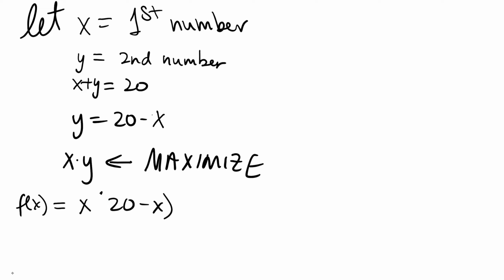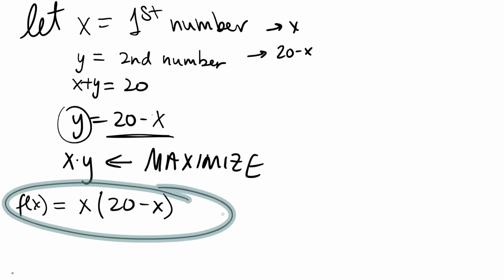So this is what I'm trying to maximize: x times 20 minus x. Secretly this is x times y. X is my first number, y is my second. Add them to equal 20, multiply them, as big as possible. So the first number is x, the second number is 20 minus x. I have y solved only in terms of x and numbers. Now this whole thing is only in terms of x, there's no y.